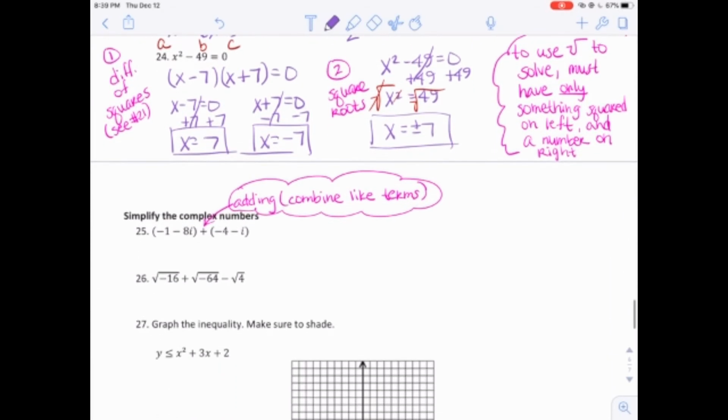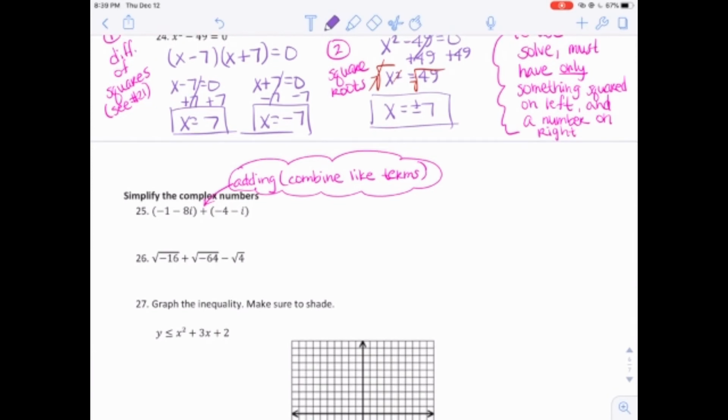Let's look at problem 25 and 26. These are complex numbers that we are going to simplify. Notice that there is a plus sign here between the 2 complex numbers. That means we are adding. We're just simply combining like terms. You could also have a negative sign that you are subtracting, or if there is nothing in between, no operation, then remember that means multiplying, and you can do that by distribution or box method. But here we are just simply adding, combining like terms.